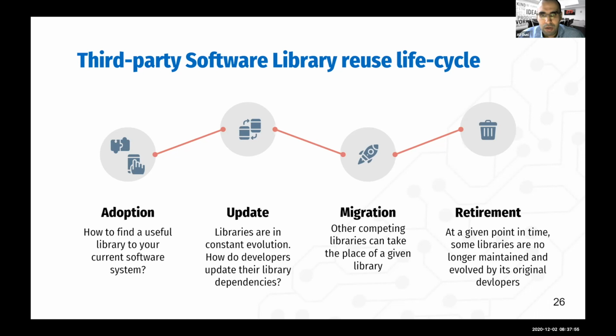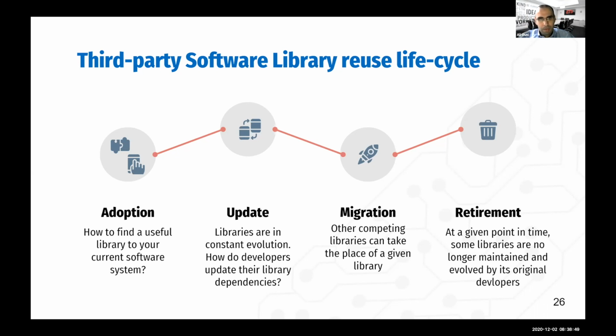Other problems are related to libraries after a period of time. Sometimes we need to migrate because the market is competitive and there are a lot of libraries that are released almost every day. So some competing libraries may appear, and sometimes it's a good opportunity to migrate from one library to another. This is also challenging for software developers. And at the end, a library can be retired from the market. It's no longer updated, it's no longer maintained. It could be deprecated, and developers need to avoid reusing these libraries. So this is the end of the life cycle of software libraries.